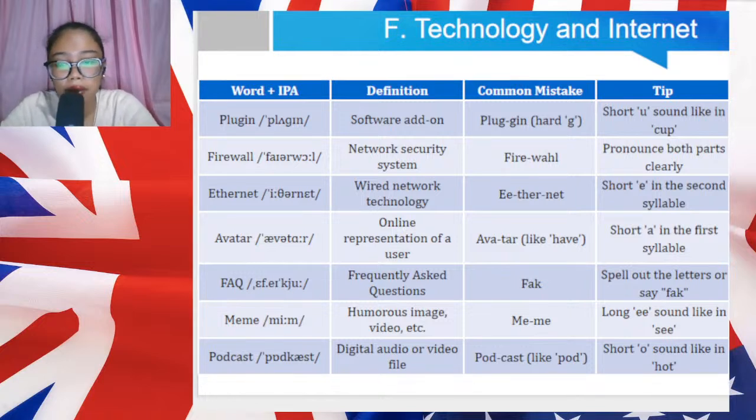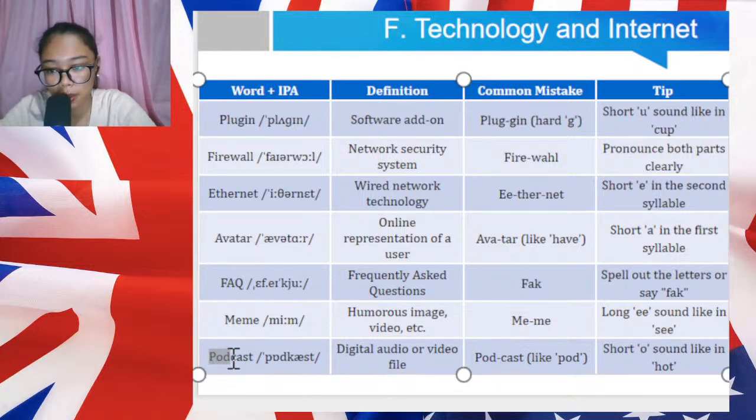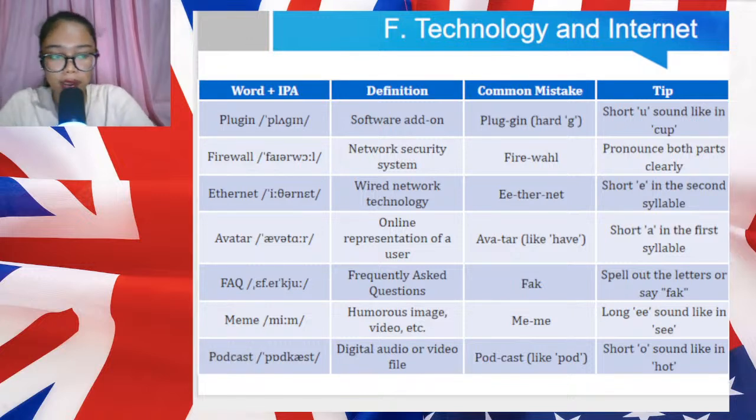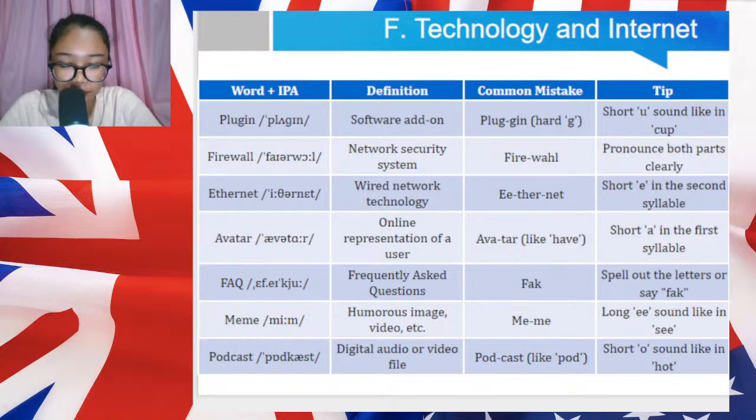Lastly, we have podcast. I think you're very familiar with this one. Podcast is a digital audio or video file. It's a combination of iPod and broadcast, so it's a combination of the two words. Here, the common mistake is that they say it differently.